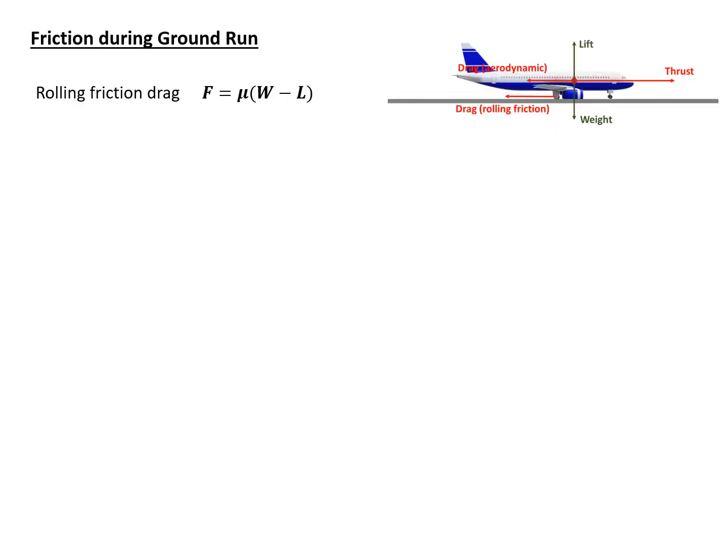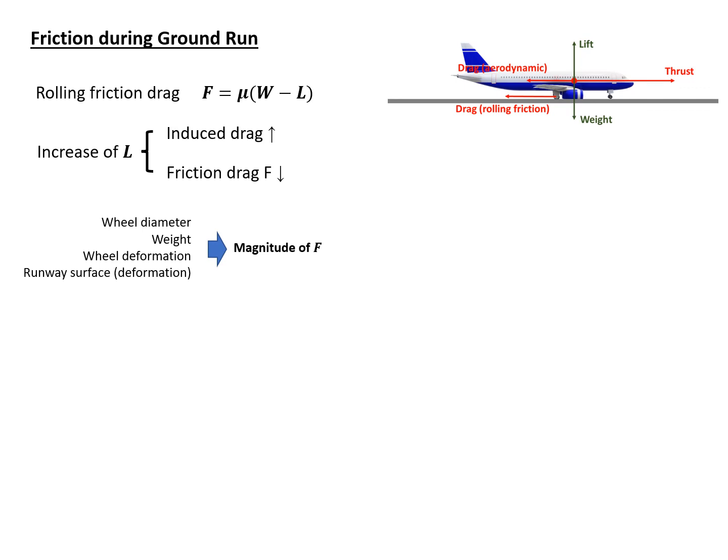Finally, let's look at the rolling friction drag. It equals mu, that's the rolling friction coefficient, times W minus L. And during the ground run, the lift is far smaller than the weight. Okay, and when the lift is increased, we know the induced drag associated with the lift generation will increase, but the friction drag will reduce on the other hand.